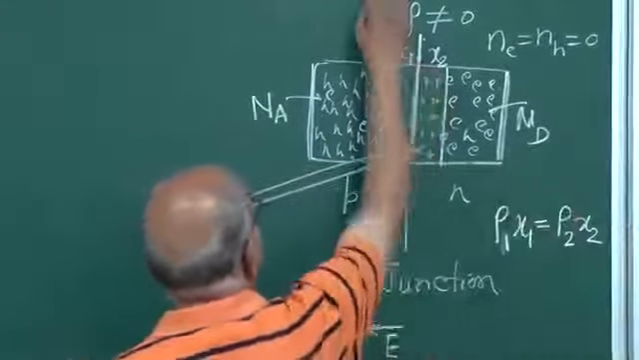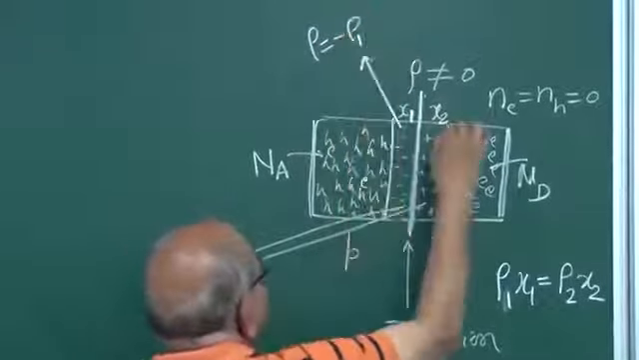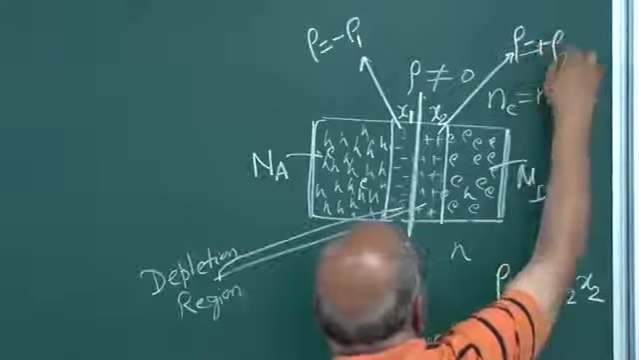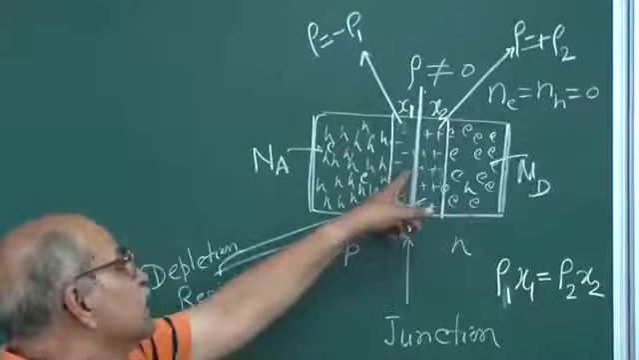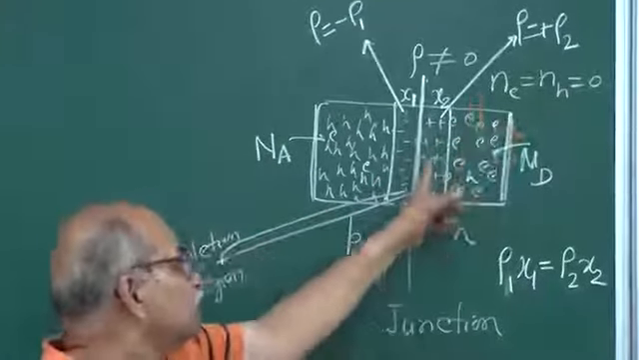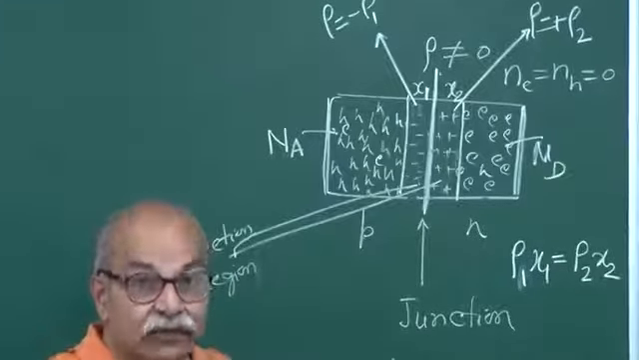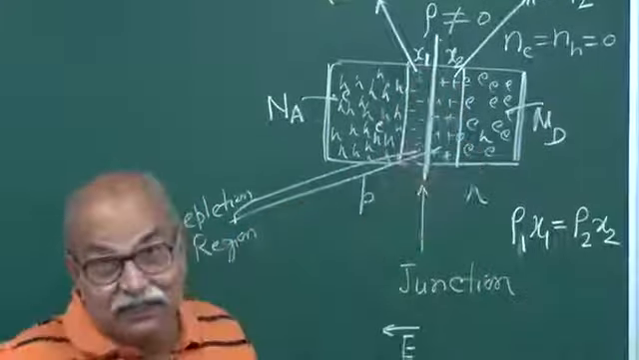If this is here, rho is equal to, say, minus rho 1, and this charge density is rho equal to plus rho 2. Then this rho 1 times x1 in magnitude is equal to this rho 2 times this x2, because total charge has to be 0. Everything is neutral. It's only migration of electrons and holes from this side to that side and so on. So the total charge must be 0.